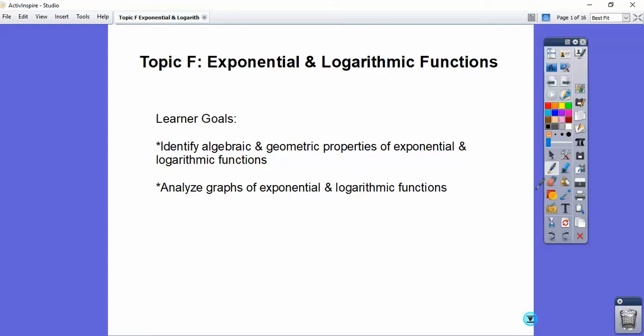So the last review topic we need to hit talks about exponents and logarithms. First, I just want to run through all the different properties of exponents.